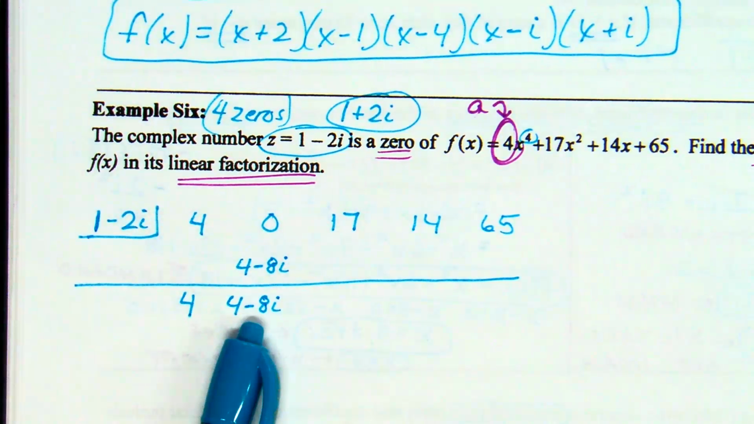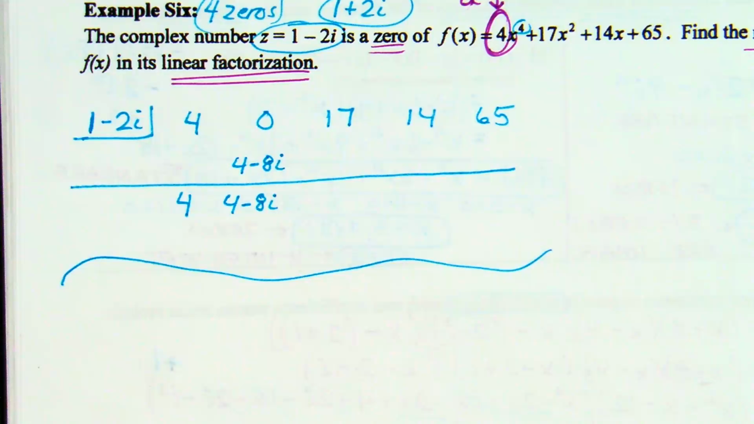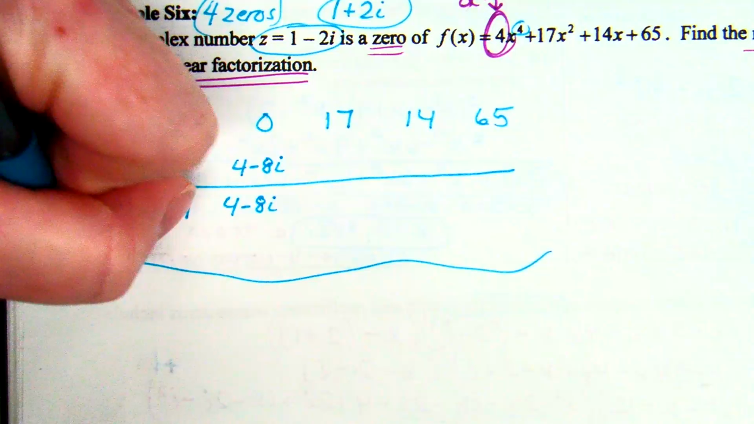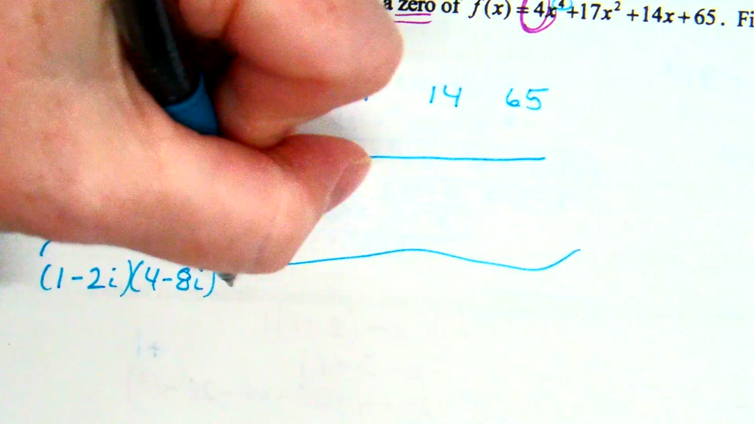So I'm going to come down here, and I'm going to have a work section. Because I'm not going to try and FOIL all this in my head. I mean, I can FOIL it in my head. However, I want to make sure I don't have someone saying, whoa, where'd that all come from? So, 1 minus 2i times 4 minus 8i. Okay, FOIL it, guys.